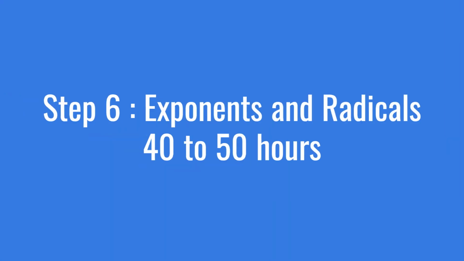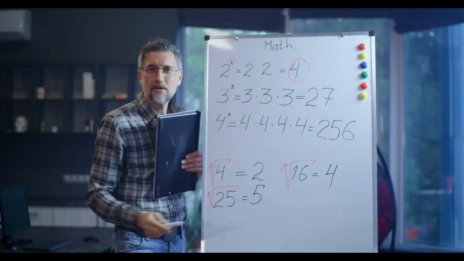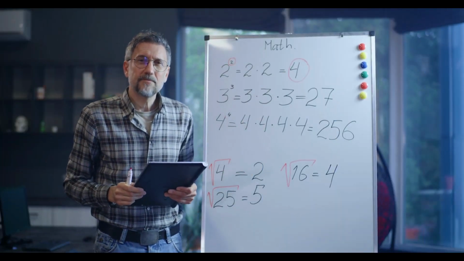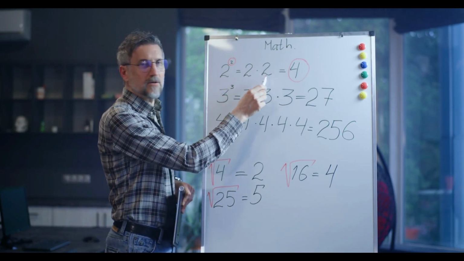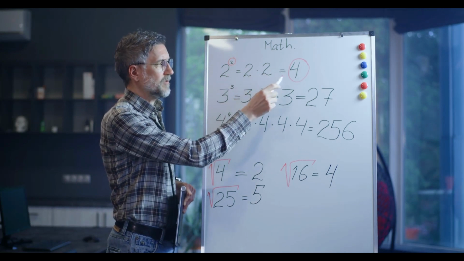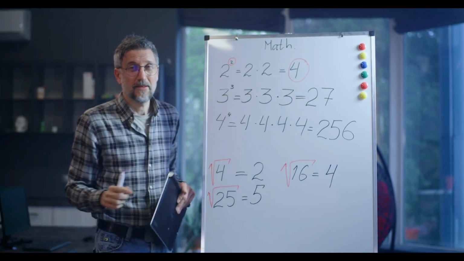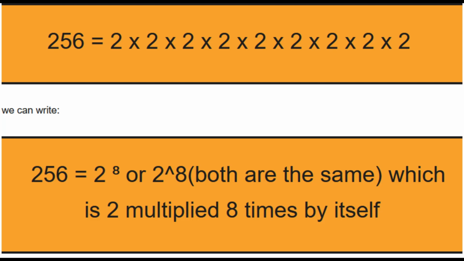Step 6. Exponents and radicals, 40 to 50 hours. In exponents and radicals, you will learn how to use and simplify complex operations by using exponent numbers. You will learn how to simplify numbers and put them in scientific, abbreviated form, for instance. This method helps to reduce a lot of complexity and simplify mathematical numbers.